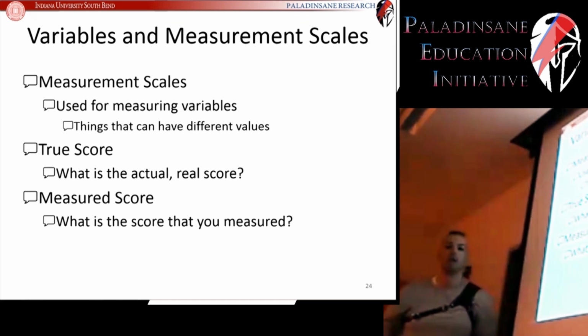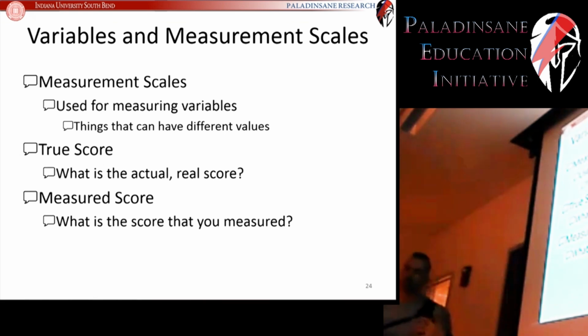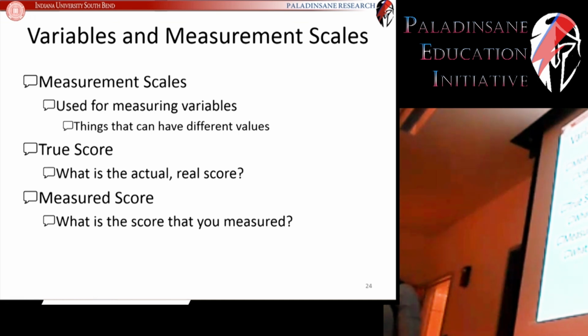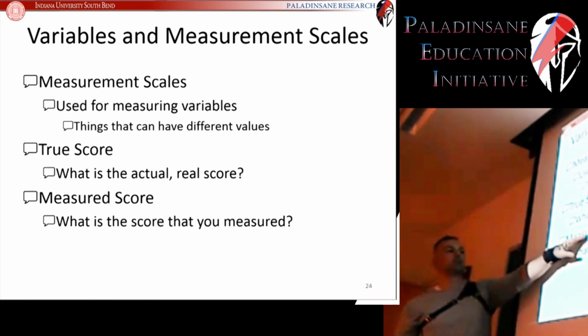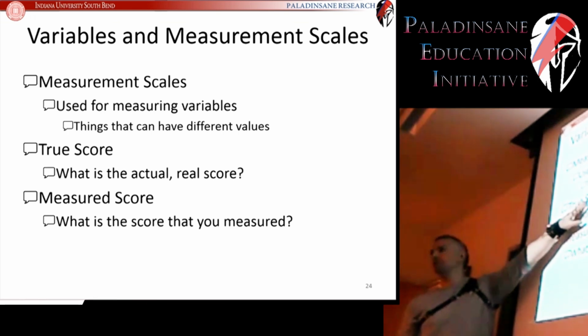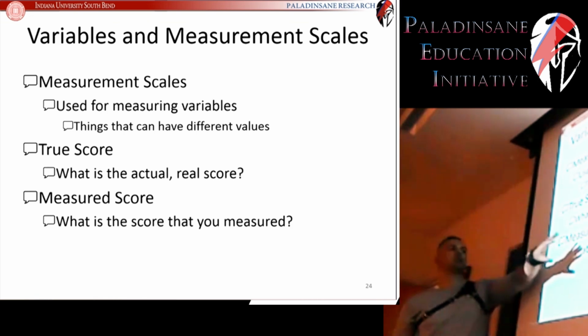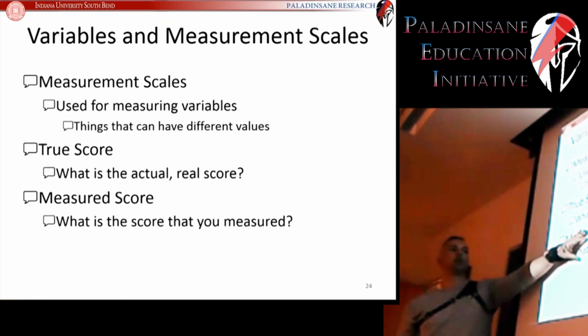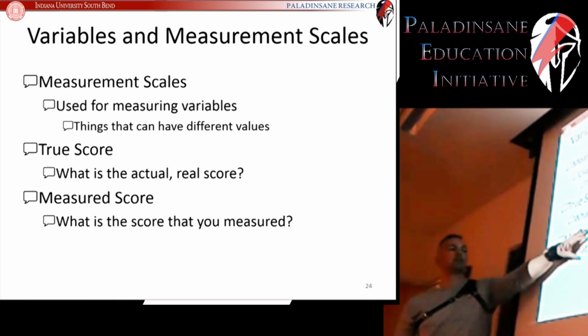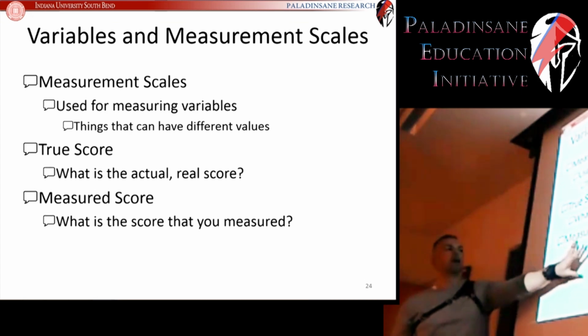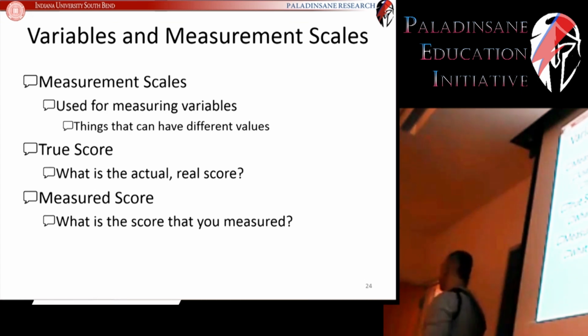Again, reliability and validity were all about how much your measured score in fact measures your true score. We're going to see, however, that there's another aspect to this, and that has to do with the relationship between your measured score and your true score. That relationship is going to allow us to do things, or limit us from doing things, with the measured score.